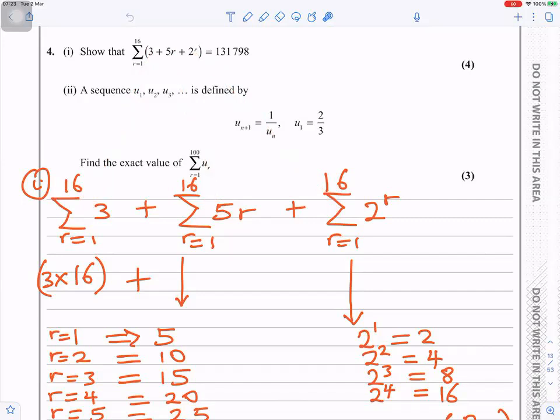So for the first one, from r equals 1 to 16, it's just the same as 3 times 16. Because it's like writing 3 sixteen times: 3 plus 3 plus 3 plus 3 plus 3, 16 times. So you just do 3 times 16 for the first one.